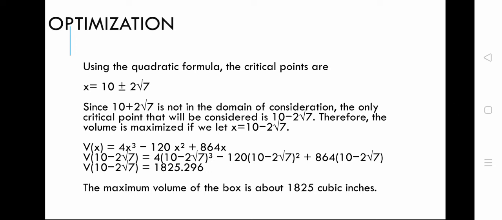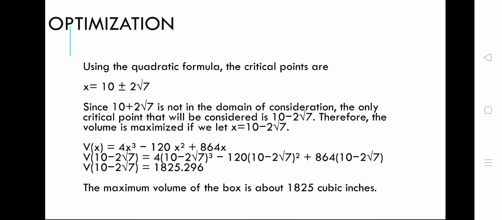So, ayun, we now have the value of x, which is 10 minus 2 square root of 7. So, let's go back to the first equation that we have from the start, which is V of x is equal to 4x cubed minus 120x squared plus 864x. Now that we have the value of x, let's substitute it to the equation.